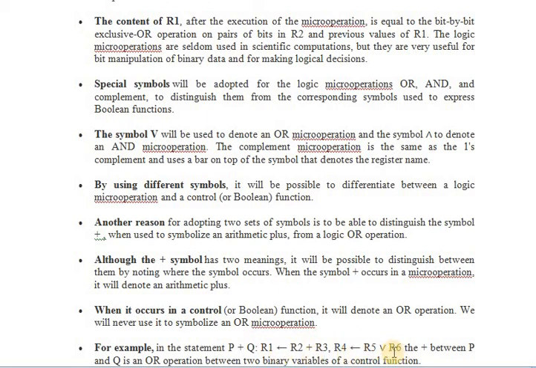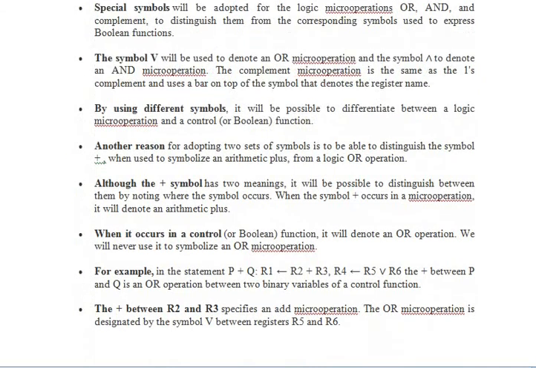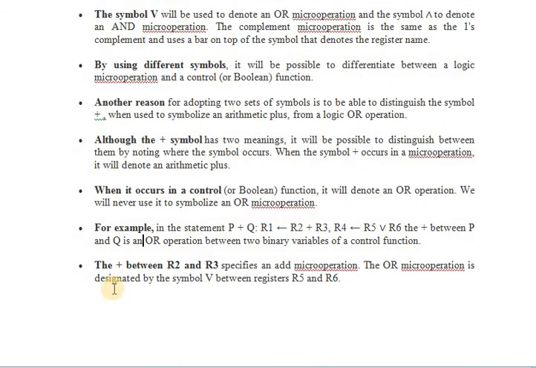So this is the OR operation. The plus symbol, see here, the plus between P and Q is an OR operation between two binary variables of a control function. See here. Now the plus between R2 and R3 specifies the micro operation. So this specifies the micro operation, this specifies the OR operation.